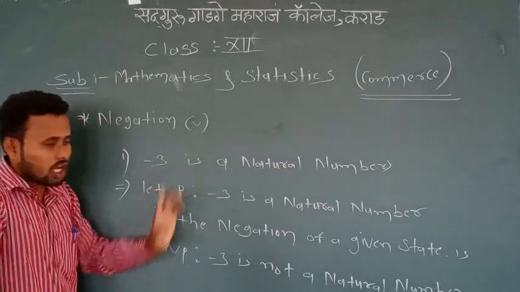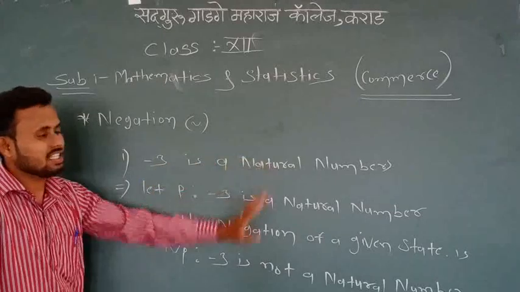Question: write the negation of the following statement. Statement: -3 is a natural number.